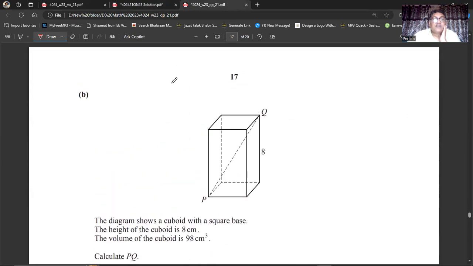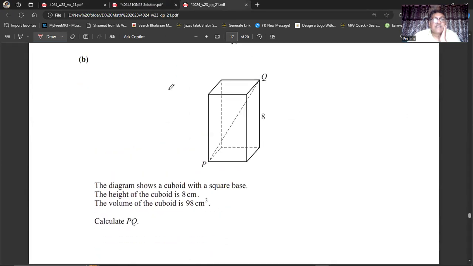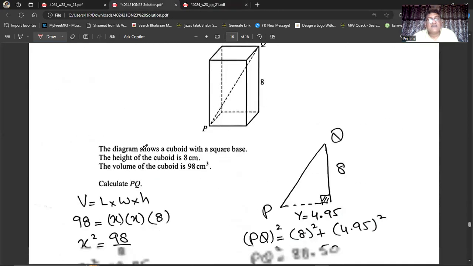Okay, so we are going to the next part. That is question number 9, and it's B part. He says that the diagram shows a cuboid with a square base. The base is a square, okay? The height of the cuboid is 8 centimeter and the volume of the cuboid is 98 centimeters cube. So we know the volume, we know the height of the cuboid, and the base is a square. So its sides we can suppose are x, x, x, x.